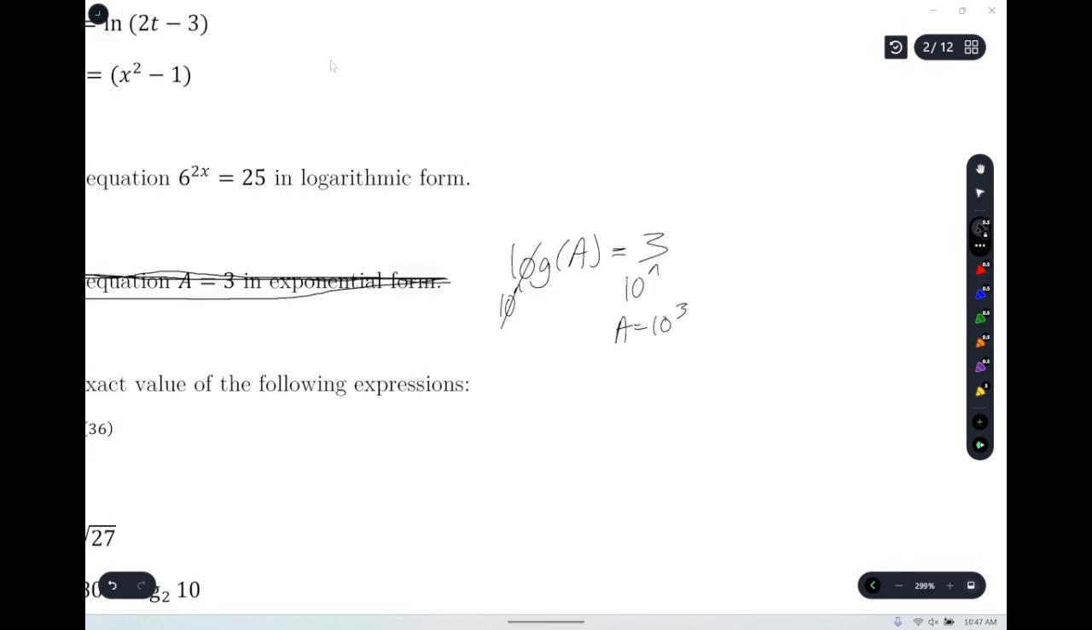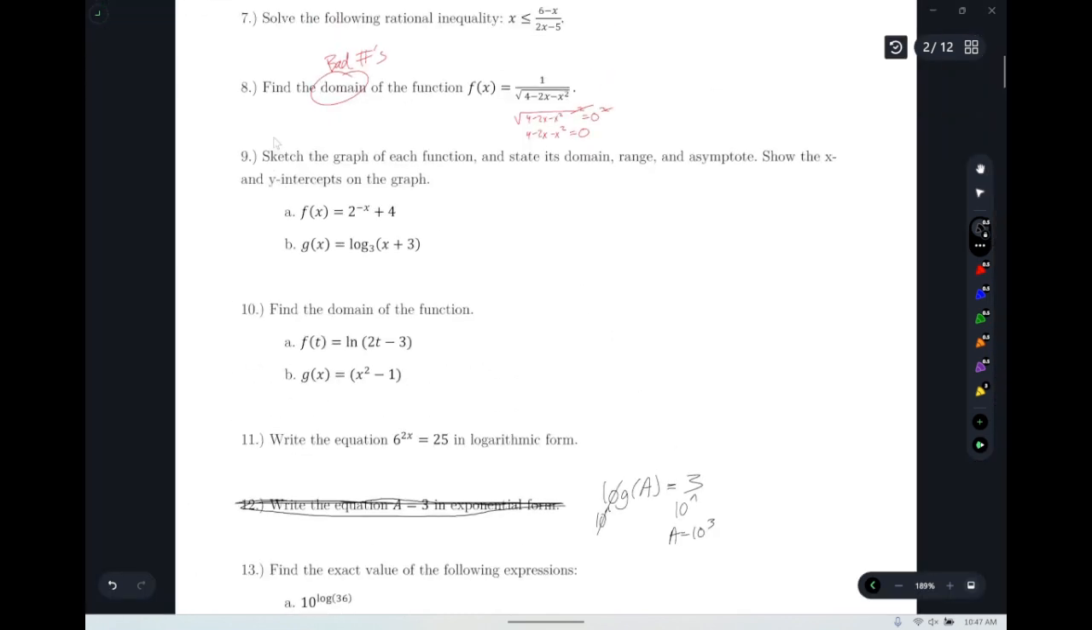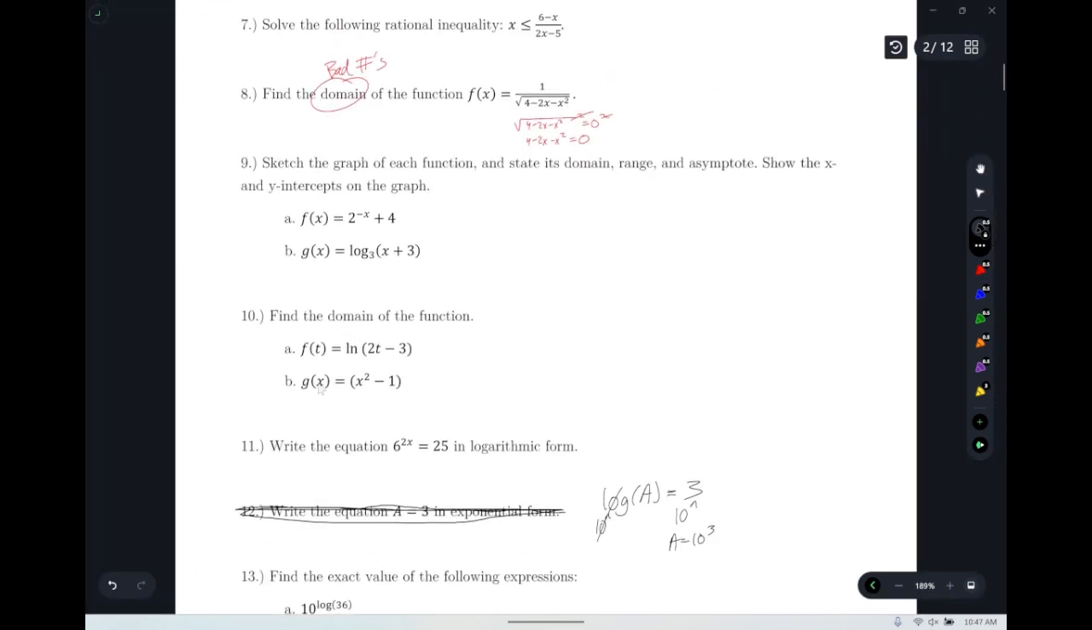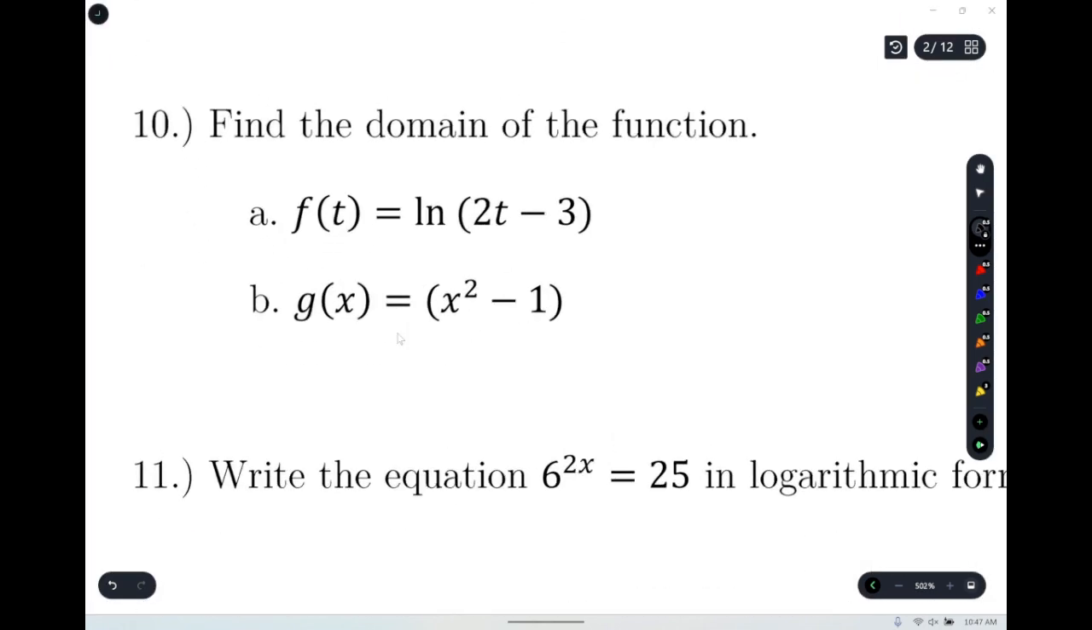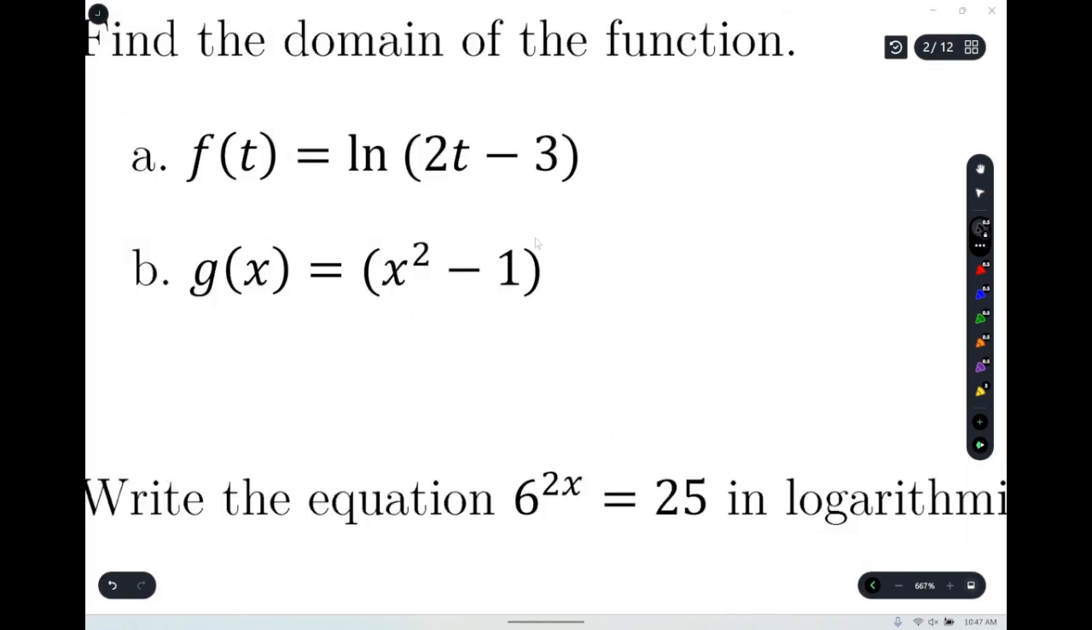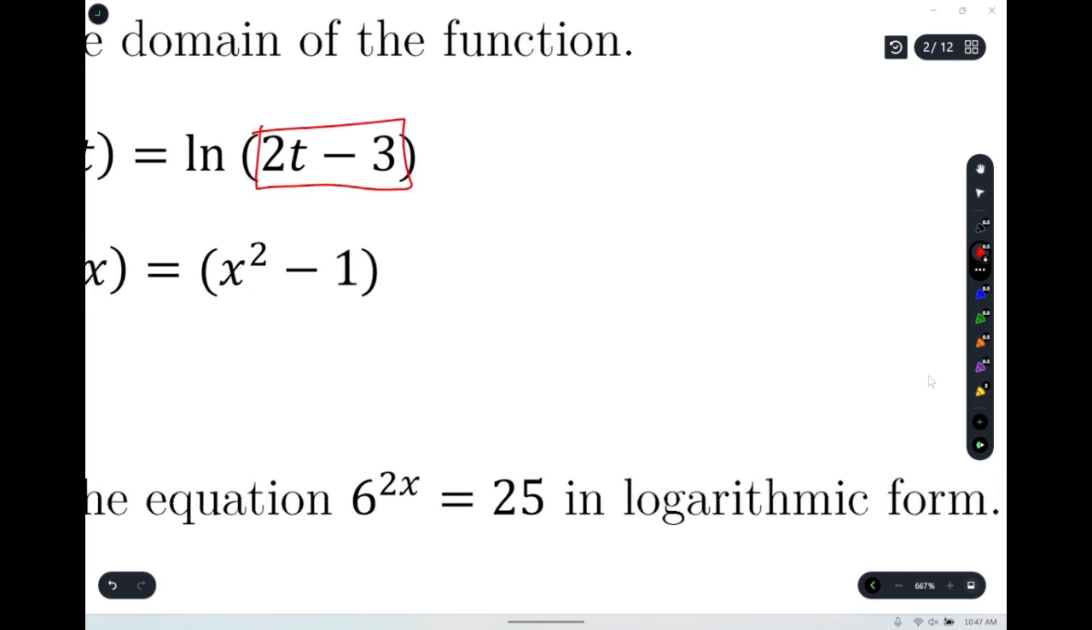Mr. Cohen. Yes. Number 9, which one? 10A. Find the domain. Okay, this one's thankfully a lot prettier and nicer because we don't have to do all that quadratic formula stuff. What is the restriction that ln imposes on a domain? This red stuff better be what? Positive. It better be positive, not even 0. It's got to be greater than 0, right? So 2t minus 3 is bigger than 0. Solve for t. You're done.